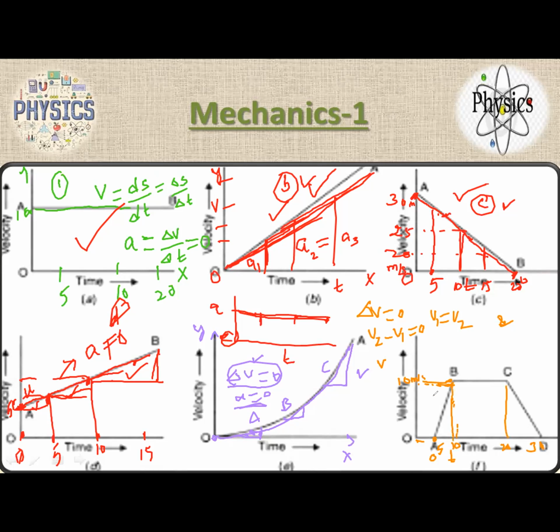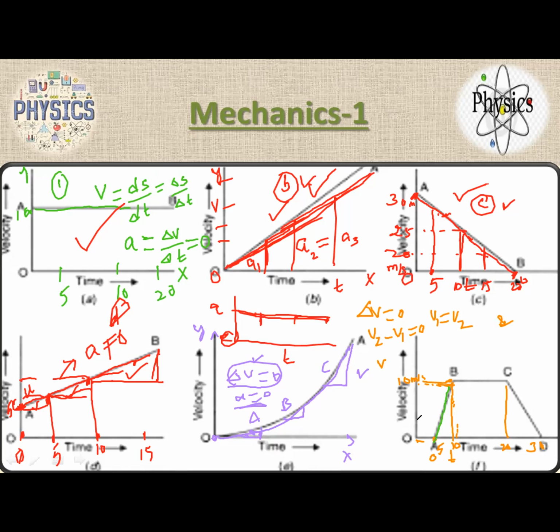So tell me now, A to B, how is velocity changing? It is increasing, right? Increasing with respect to time. What is the slope of this? If I ask you, what is the slope of AB?